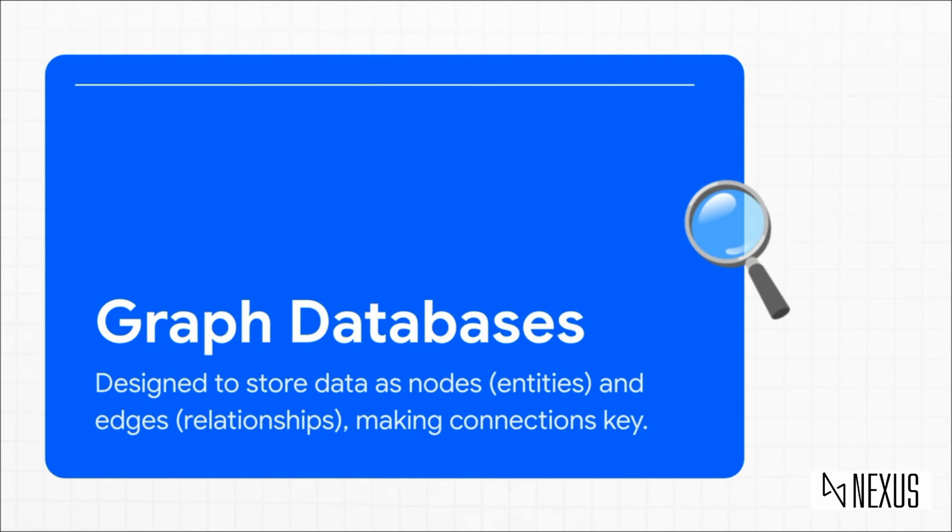All right, prepare for a bit of a mind bender. In our next database type, the graph database, the relationships between your data points are just as important, sometimes even more important, than the data points themselves. This isn't just about storing things, it's about storing the connections between them. Think about people, places, and events, and all the ways they're linked together.